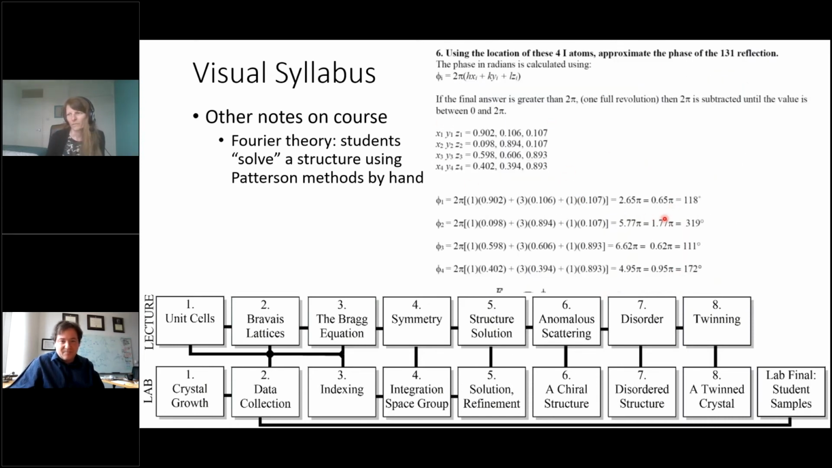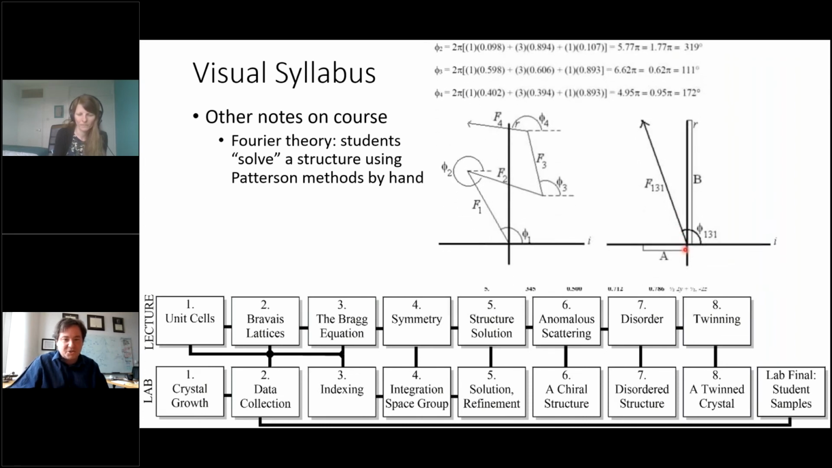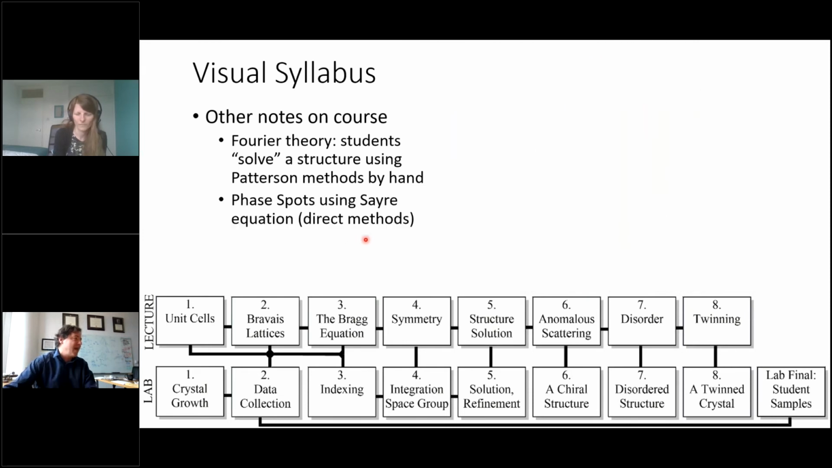And then I don't have them solve the whole structure, but I'll give them a single spot, and I'll say, use those 4 iodine atoms to approximate the phase of the 3-1. I think this is the 1-3-1 spot. Yeah, the 1-3-1 spot, and they've got to do the vector sum and phase a spot. And it's sort of like solving a Patterson structure by hand.